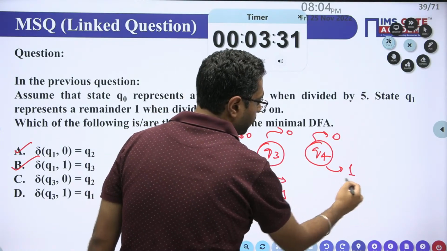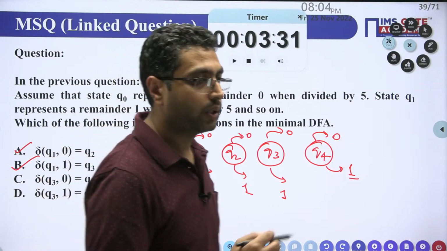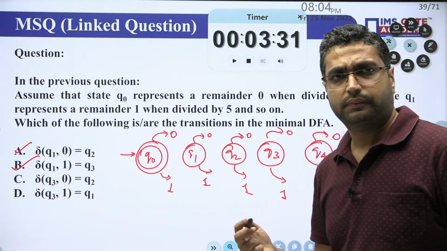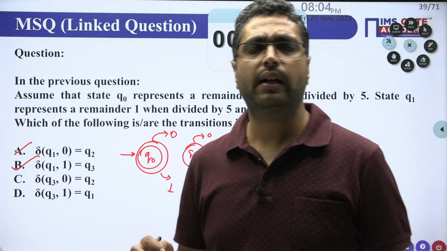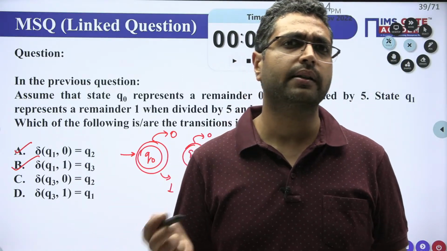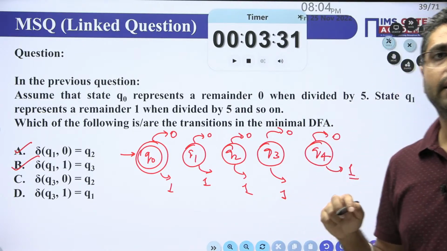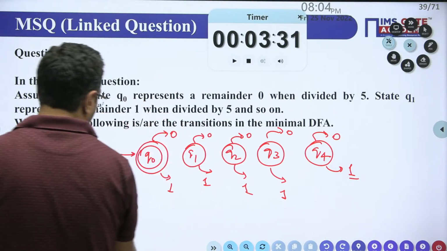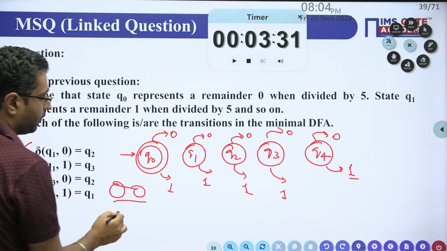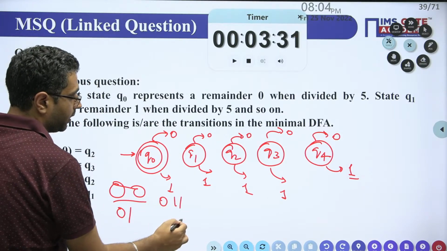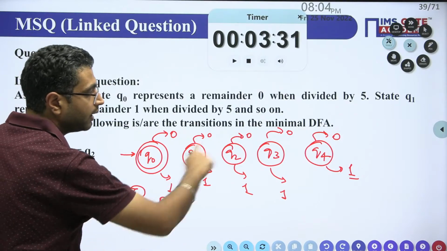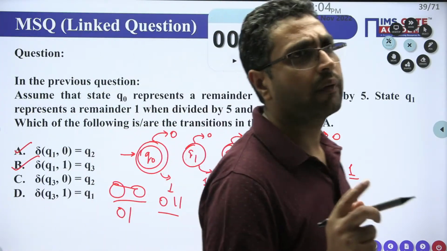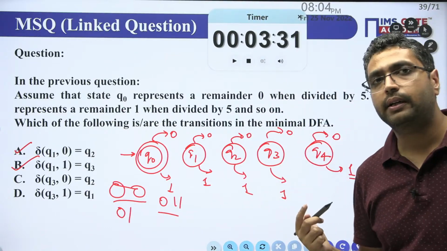And how are you going to do this? You keep on taking the strings and checking the remainders. For example, you check for the string 00 what is the remainder, for 01 what is the remainder, for 011 what is the remainder when divided by 5, and so on. This way you will be able to complete the entire DFA. But that approach will take a lot of time. We do have a shorter trick for such types of questions.